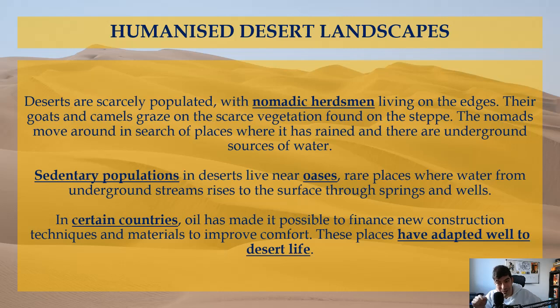How do we call these underground sources of water that sometimes come out to the surface? Oases. Oases, this is a plural, oasis, it's singular. Near these oases, we can find sedentary populations in which people live always there. Okay, then they don't move because the water from the underground streams rises to the surface through springs and wells, pozos y manantiales.